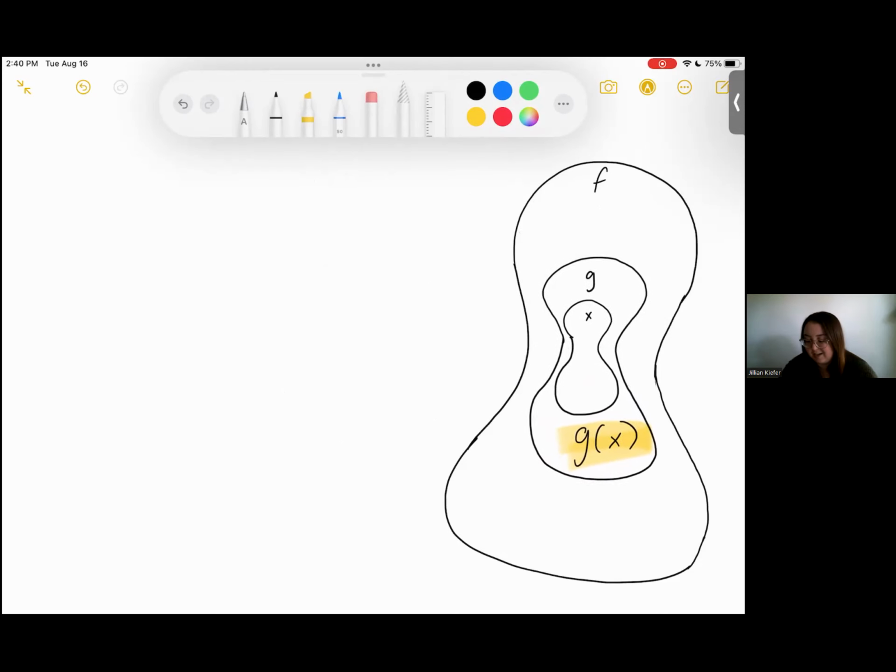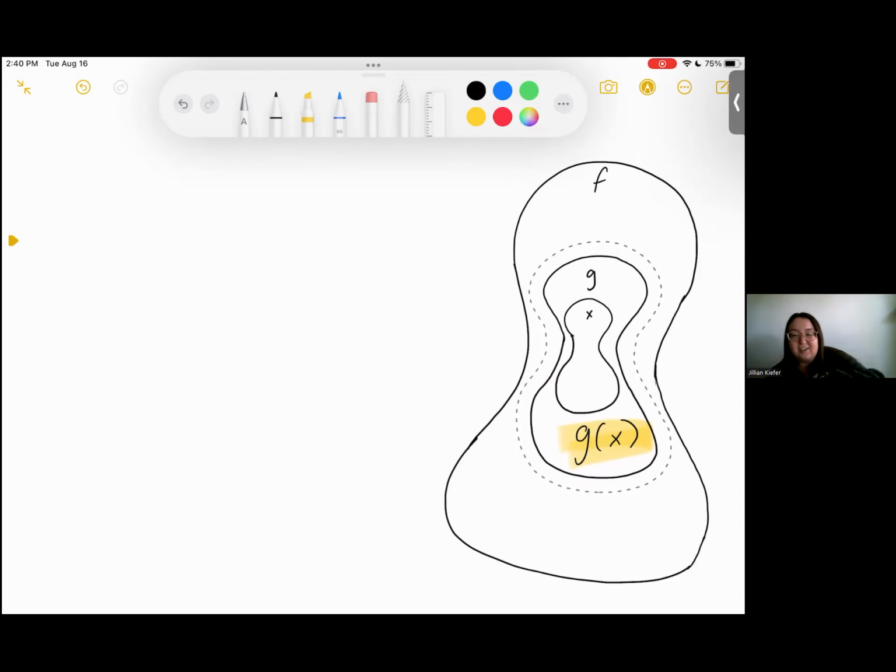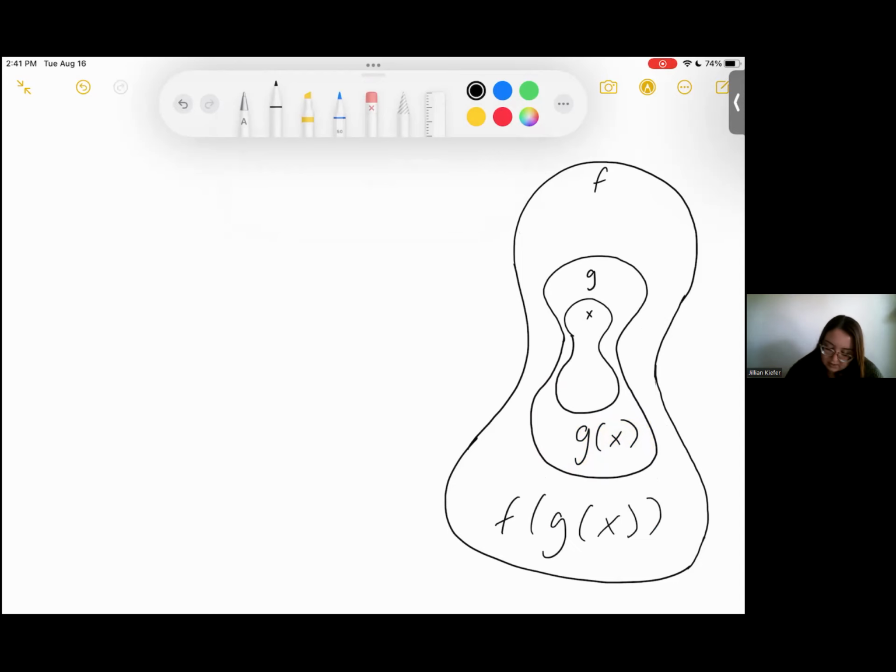Might have been a little big, but it's fine. You get the idea. So we will put that next one inside the next nesting doll. So now in this case, we don't just have x in g, we have x in g, both of that in f. In this case, we had g of x, but now we have f of g of x. This is our result now.